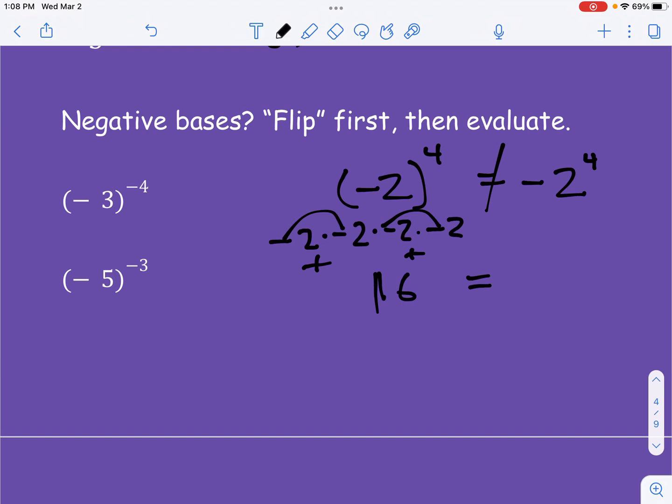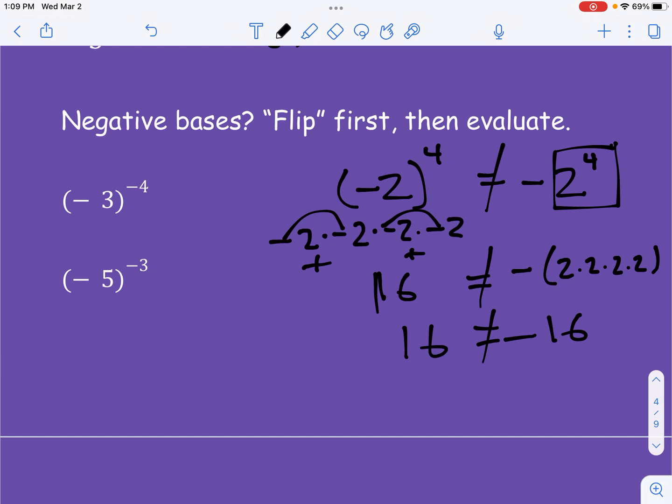Whereas this problem over here, the way I would evaluate this is I would do this first. So I'd have negative, and then whatever 2 times 2 times 2 times 2 is, which is 16. So you wind up with negative 16. So that's why 16 is not equal to negative 16 ever in any universe, right? So when we work with bases that have a negative with them, you have to remember that you're applying that to your evaluation of it. When you're multiplying it out, you have to factor in how those negative signs work.